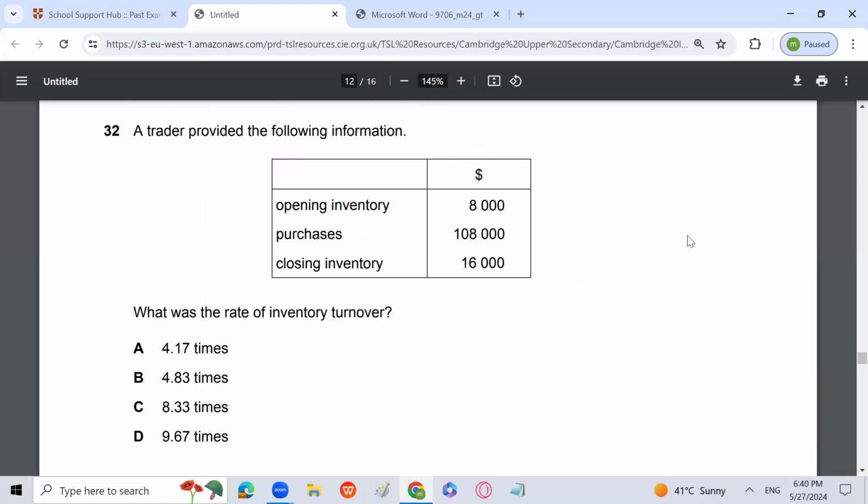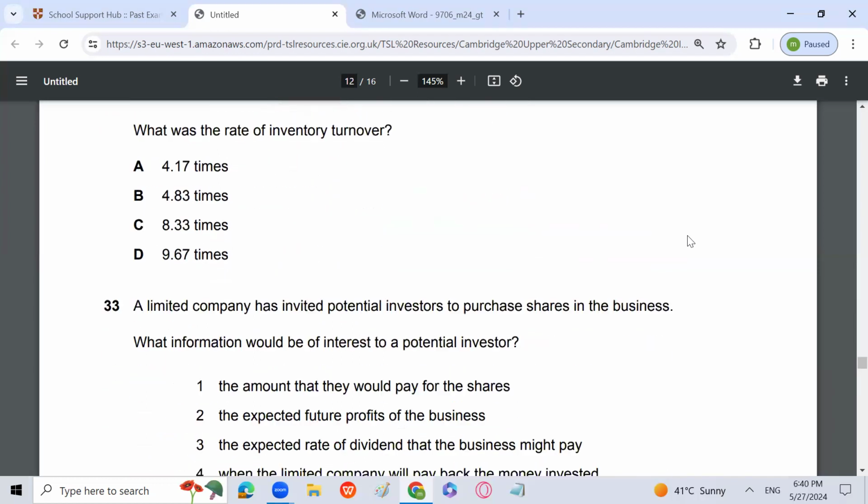Divided by average inventory is going to be how much? 8,000 opening, plus closing 12,000, divide by 2, 12,000. So 1 lakh divided by 12,000. 8.33 times. C is the answer. So 8.33 times is the answer.